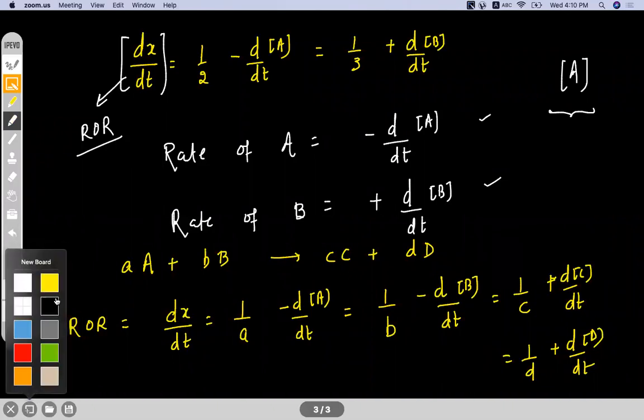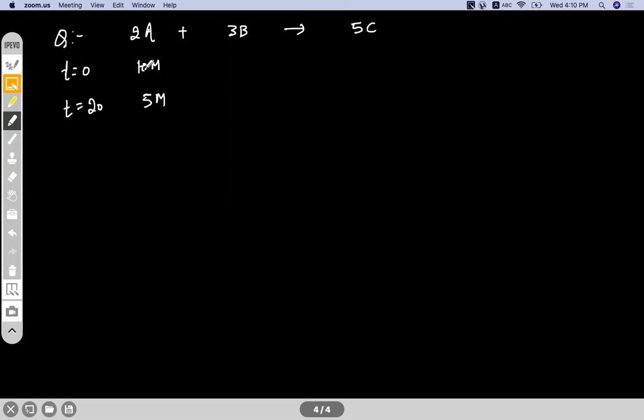Now you see a few questions on this. The question is, we have a reaction, say 2A plus 3B gives 5C. At time t equals 0, it is given that A is 10 molar. And at time t equals 20, in any unit, seconds you can say, A becomes 5 molar. You need to find the rate of A, the rate of B, the rate of C, and the rate of reaction. Try this.